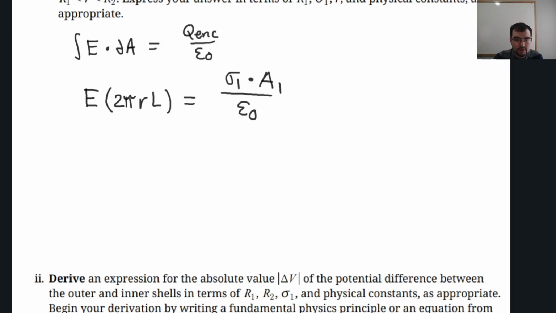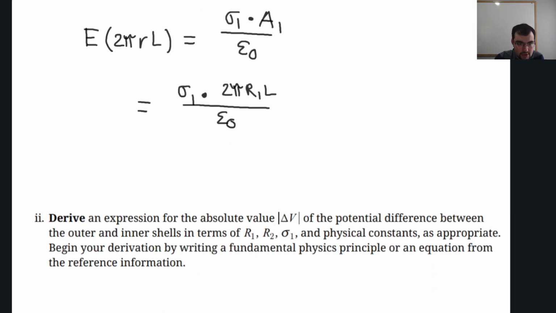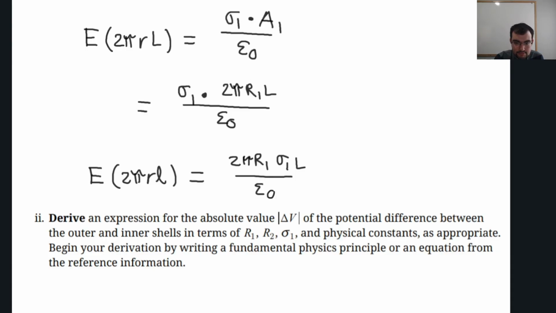And we'll just continue this. So it is once again a cylinder, but this time we're going to use a radius of big R1 times the length, because the cylinder that we're enclosing charge on has a fixed radius. And now we just do some simplifying, and this actually works out quite nicely. So E times 2 pi rL is equal to 2 pi R1 sigma 1 L over epsilon naught.